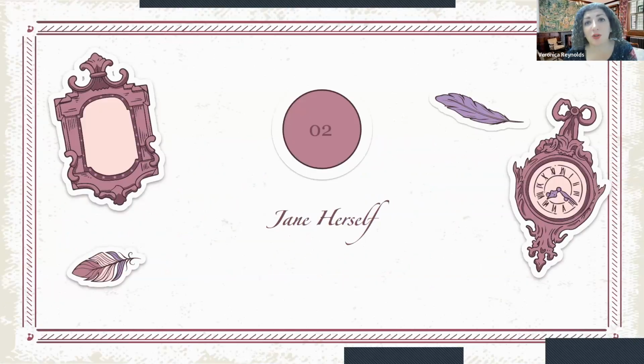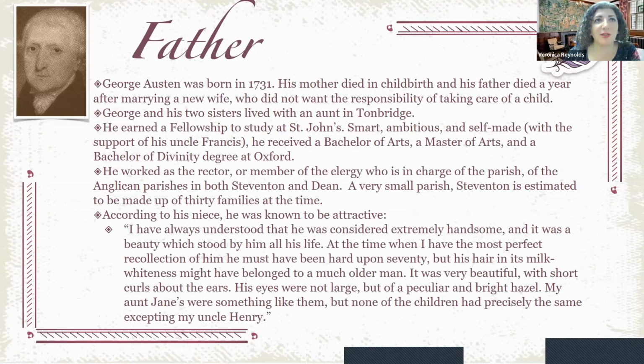So let's talk about Jane herself. Well, first we're going to talk about her family. Can't talk about somebody until you know their background, right? So her father, George Austen, is born in 1731. His mother died in childbirth, and his father died a year after marrying his new wife, and she did not want to take responsibility for a child. So he's a total orphan, very, very young. He and his sisters are sent to live with an aunt. He earns a fellowship to study at St. John's. He's smart, he's ambitious, and he has some financial support from an uncle.